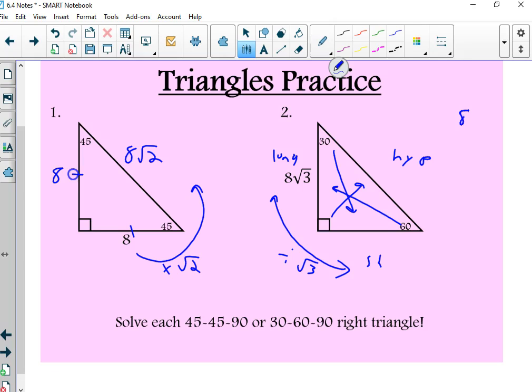And you can go off to the side. This is a pretty simple one because the radical 3's cancel. So now we're left with 8 on the short side. Now, remember that the relationship between these two is times 2. Here we're going from the short to the hypotenuse. So 8 times 2 is not 12, it's 16.